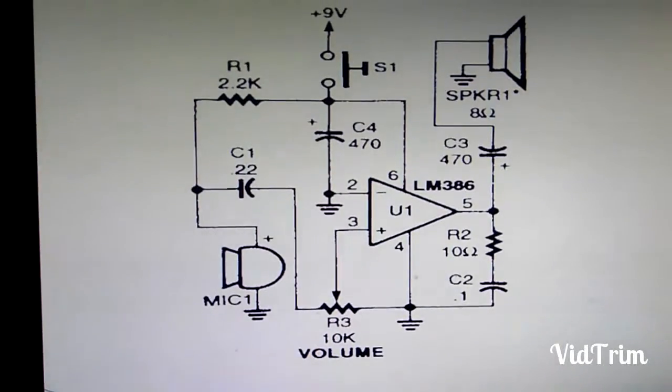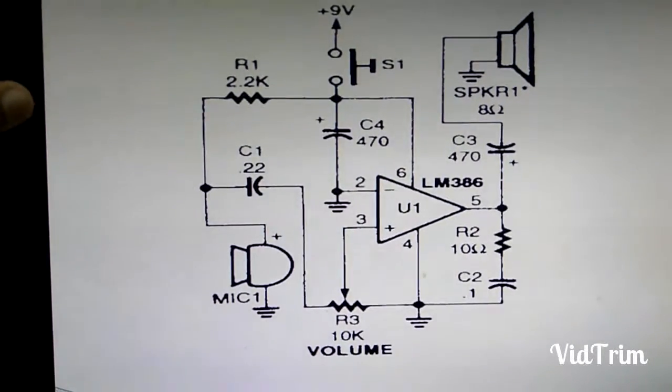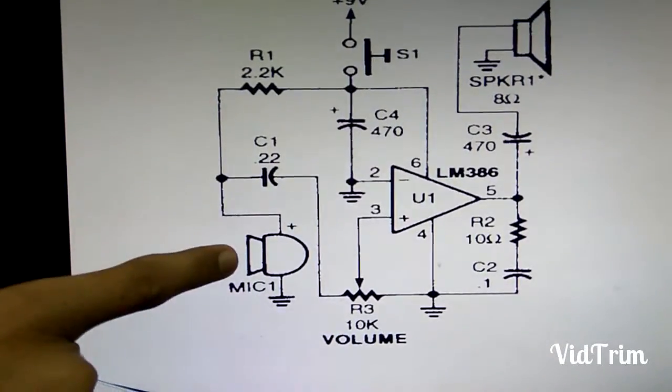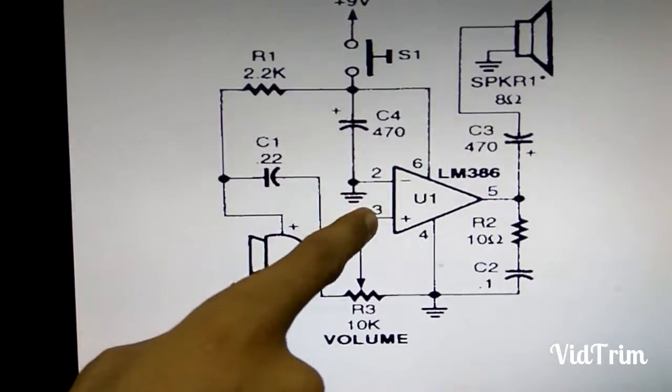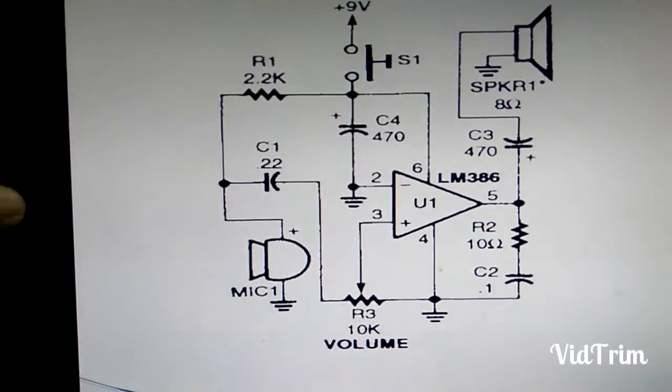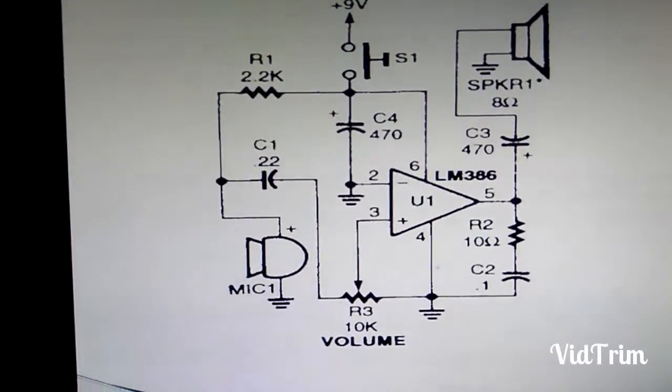As we can see in the figure, the various electrical components such as the resistor, the capacitor, the microphone, the operational amplifier and the speaker are connected in proper circuitry so as to obtain the required amplification.